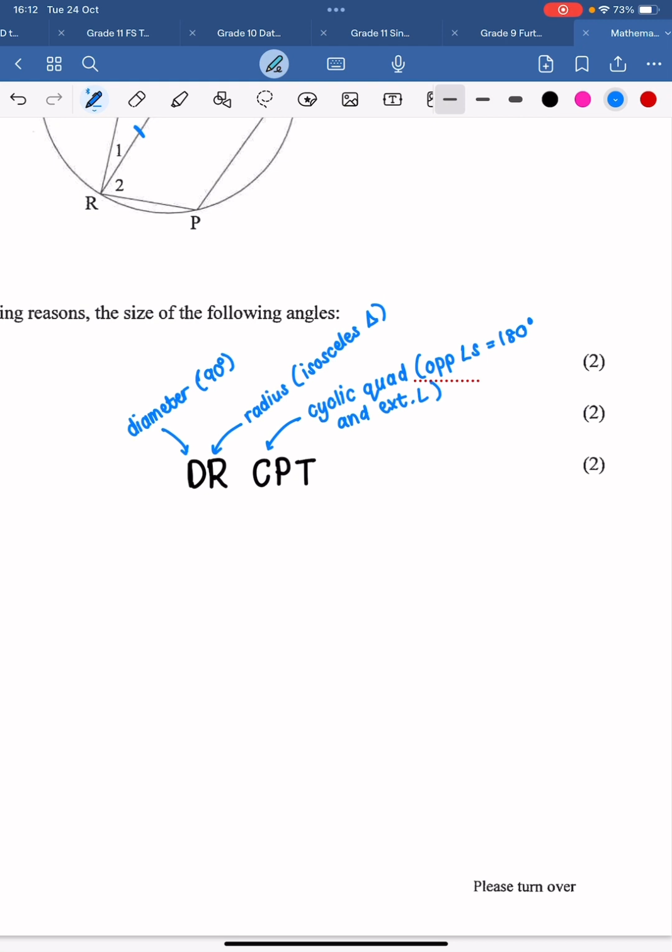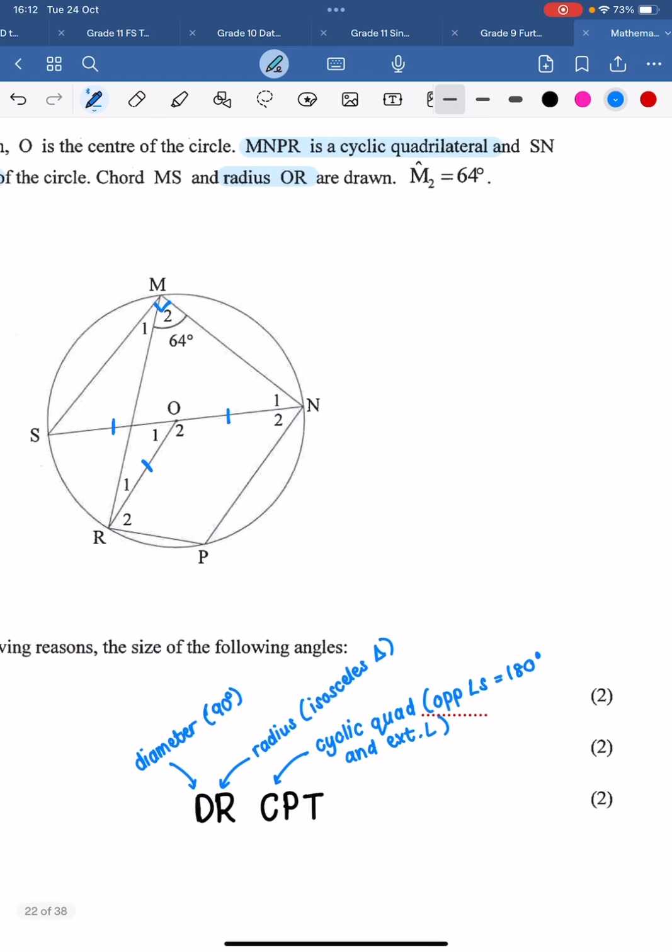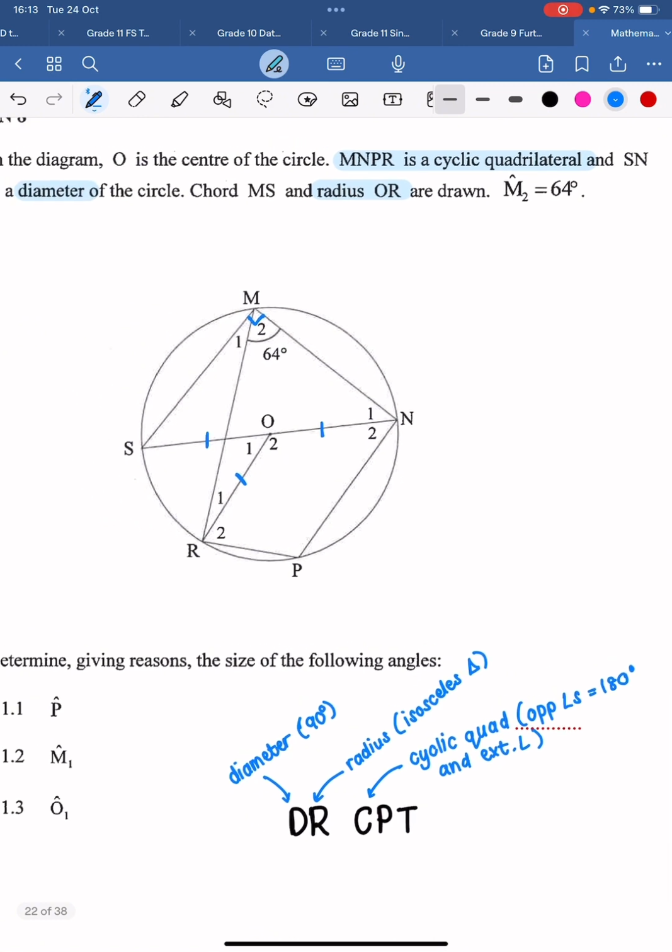What is cyclic quad in Afrikaans? A cyclic quad is a koorde vierhoek. Sorry, I had to think hard about that one. A cyclic quad is a koorde vierhoek. All right. Thank you, Lizzie, for doing the translation.